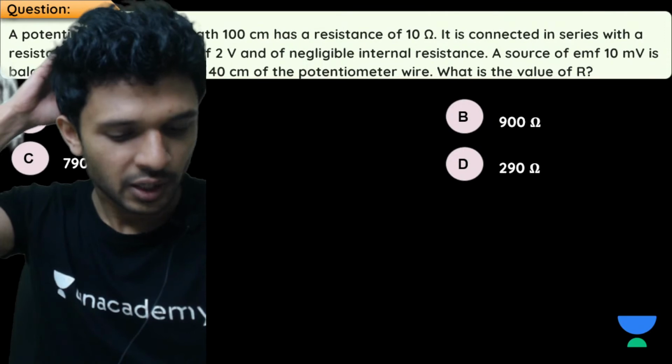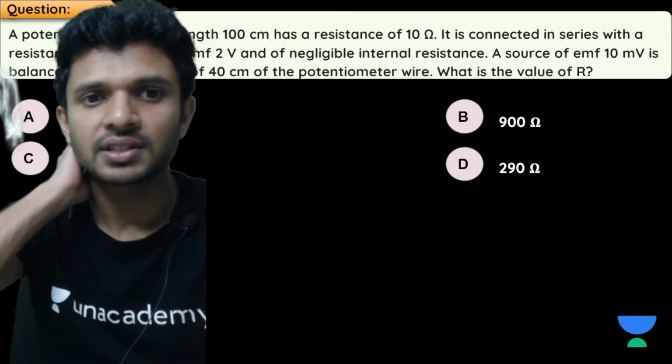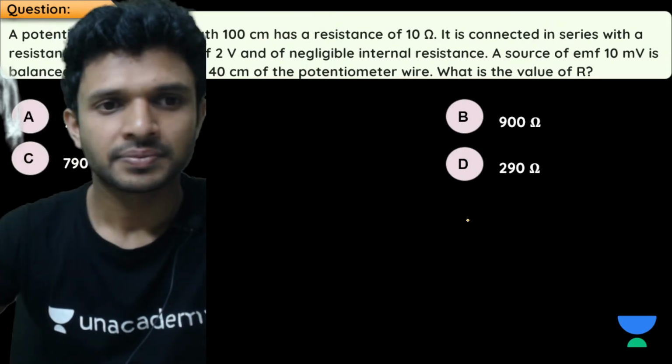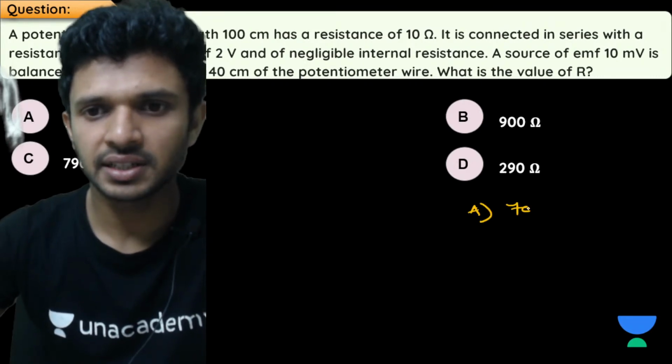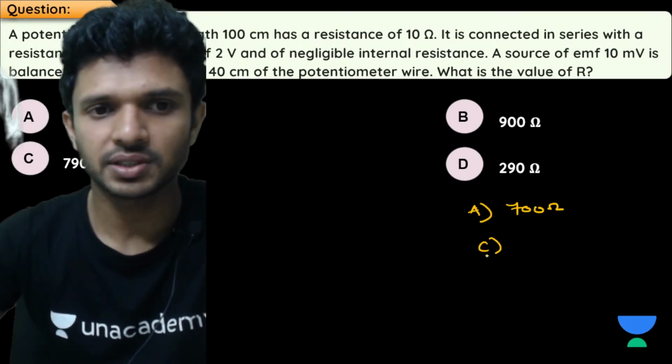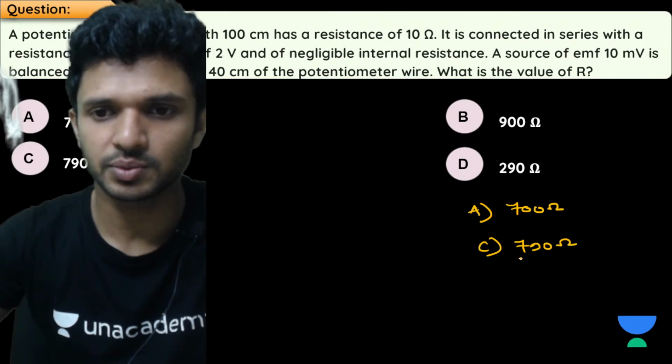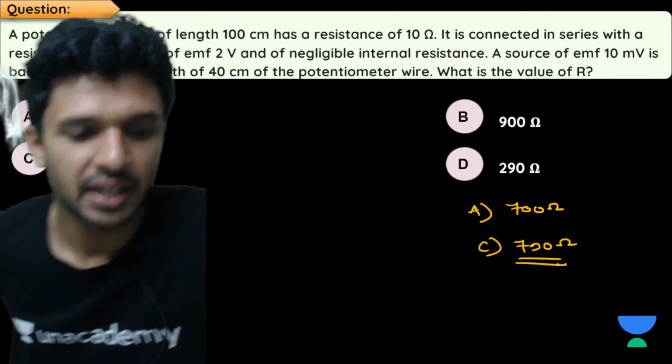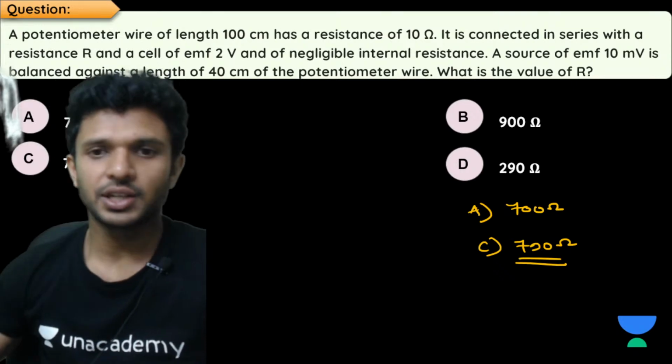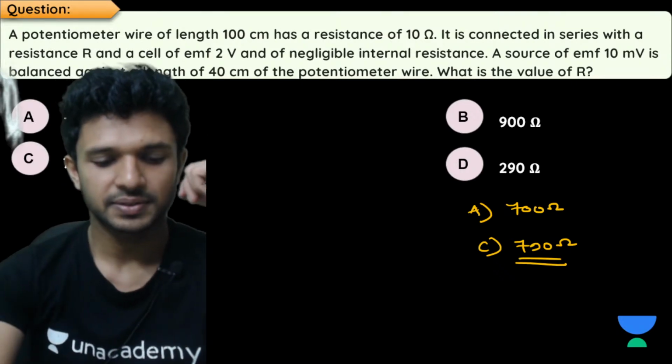Okay, so we'll start doing the questions. Option A is 700 ohms and option C is 790 ohms. So do it. I'll just bend my head down so that you can see the questions and the options.